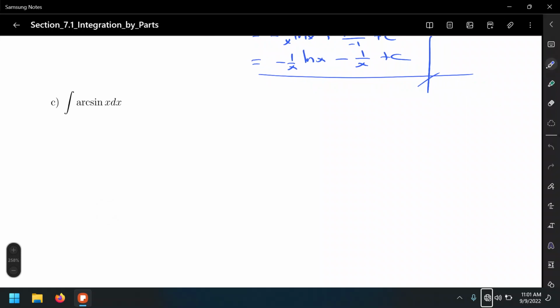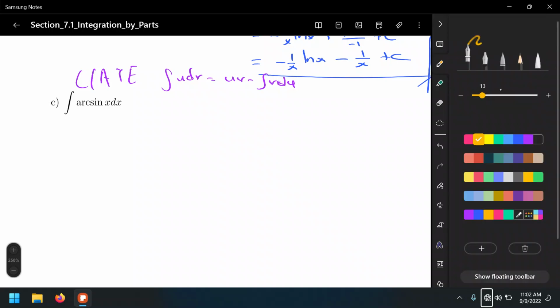Again, I will be constantly writing our acronym to help us get the U of the problem, so we can also get the DV part. And also I will be writing the formula, so we don't have to either flip between pages or scroll up and down on the screen. Okay. So again, the LIATE acronym is helpful to let us choose the U in the setup.